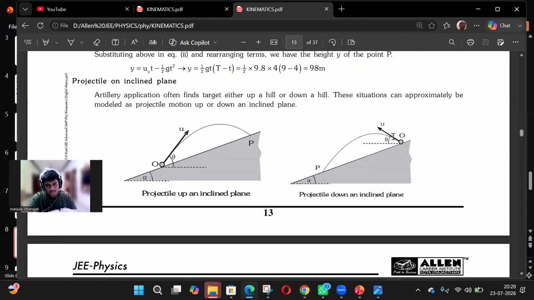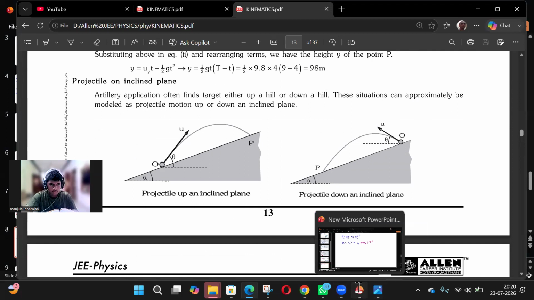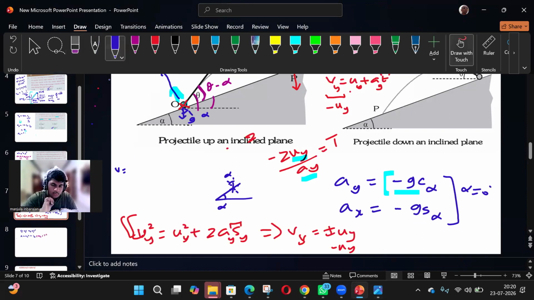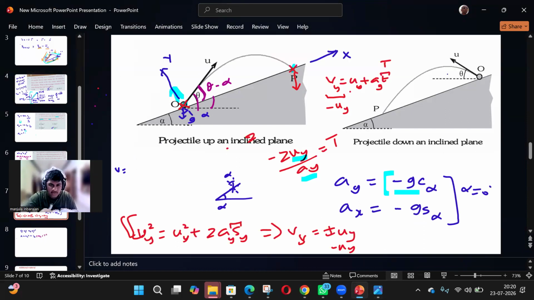U will be theta plus alpha. While coming down, it is the exact reverse of going up. This angle is alpha. Alpha is the angle between the horizontal and the plane. So the x component is u cos theta plus alpha. Here in this case it will be theta minus alpha.